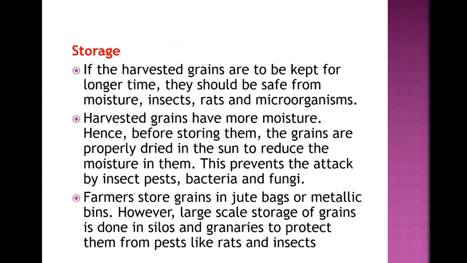And coming to the next step, that is the last step, storage. If the harvested grains are to be kept for a longer time, they should be safe from moisture, insects, rats and microorganisms. The fresh harvested grains have more moisture content, so first the grains are properly dried in the sun to reduce the moisture. This prevents the attack of insects, pests, bacteria and fungi. Farmers store grains in jute bags or metallic bins. However, large-scale storage of grains is done in silos and granaries to protect them from pests like rats and insects.